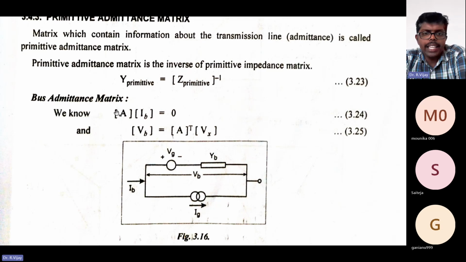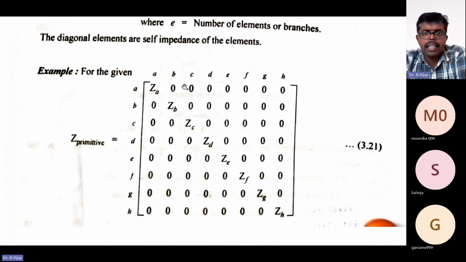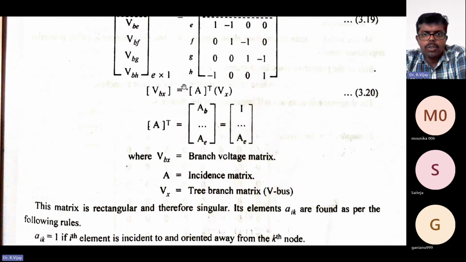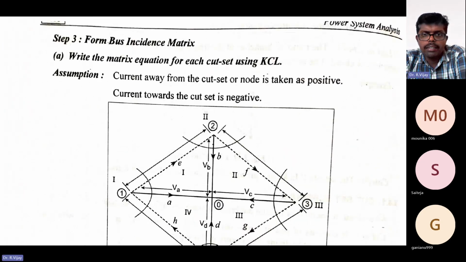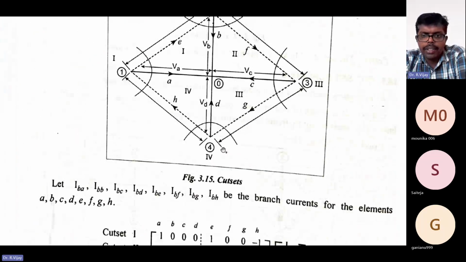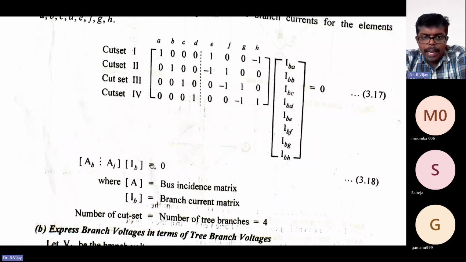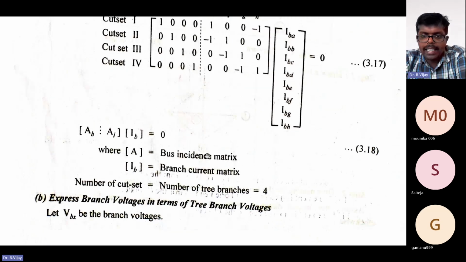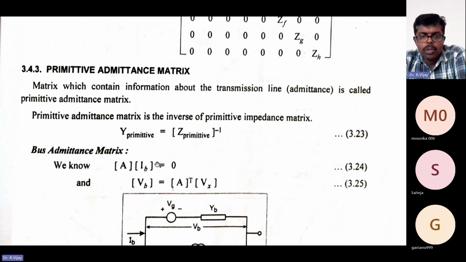So what is the bus admittance matrix? We know that A into IB is equal to 0, from the previous formulation. Somewhere around here we have seen A into IB. A into IB is equal to 0, where A is nothing but the incidence matrix. So this matrix we are taking over here.